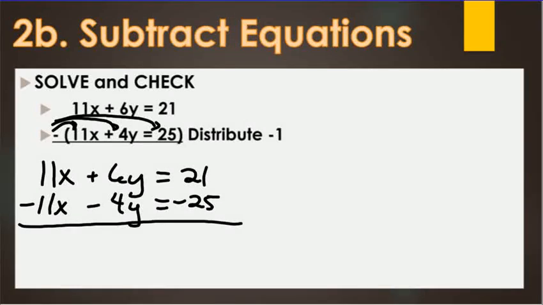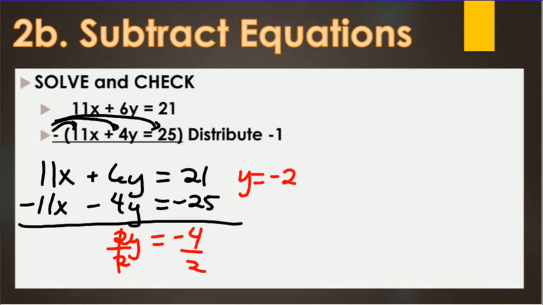So now I subtract. So 6y minus 4y is 2y. 21 minus 25 is a -4. To get y by itself, I divide by 2. Y would equal a -2.